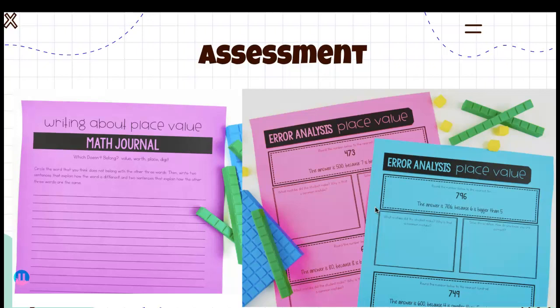If students don't have a lot of experience writing about math, it's hard. In this prompt on the page, students have to circle which word doesn't belong, whether it's value, worth, place, or digit, and then write 2 sentences that explain how the word is different from the other 3, and 2 sentences that explain how the other 3 words are similar. In this activity, there isn't really a wrong or right answer. Instead, students are explaining their ideas, putting them on paper, and showing conceptual understanding.